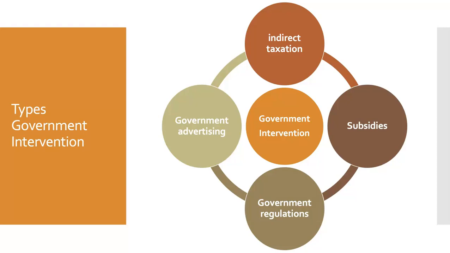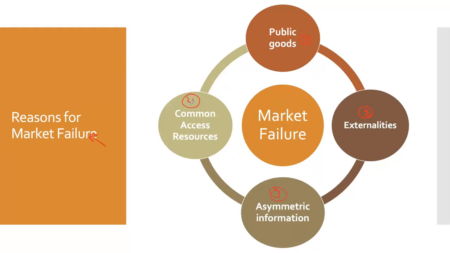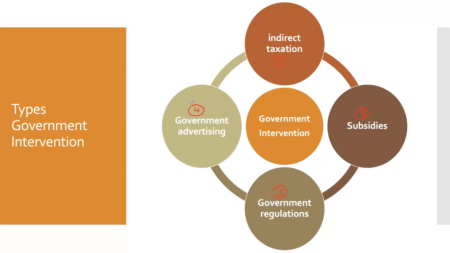And some of the things that they might do are indirect taxation, subsidies, regulation, or advertising. And after each of our 4 market failures, we will explain them, and then we will go through what are some of the interventions governments do to address this market failure.